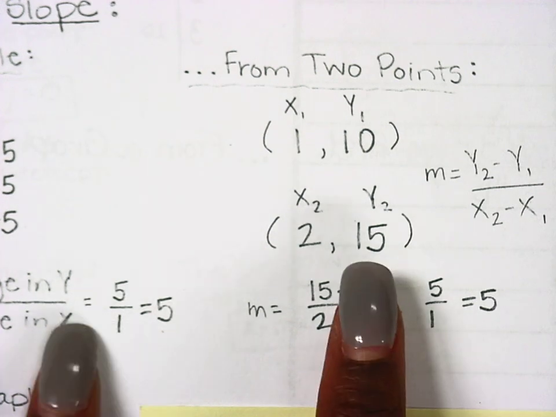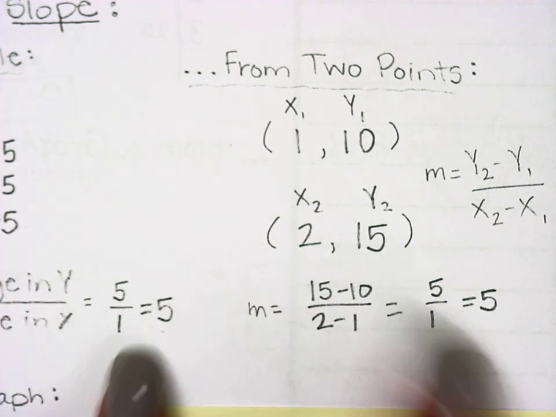So even though we used 2 different methods here, one from 2 points and one from a table, we ended up with the same slope.